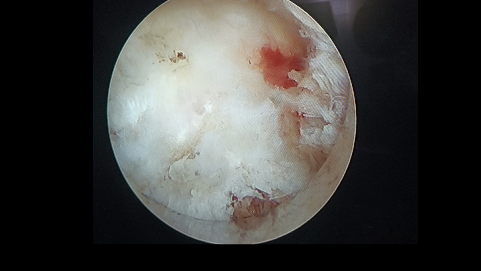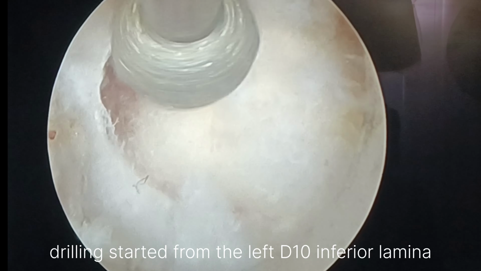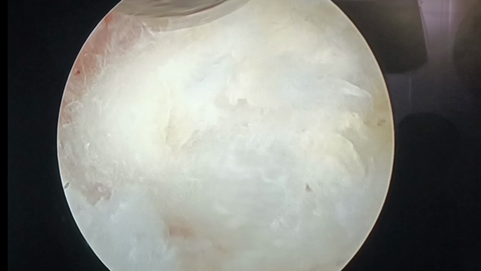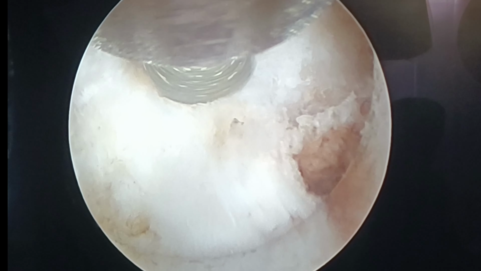So after clearing the soft tissue, we have to find the landmarks, that is D10 IAP will be my first starting point. Here this patient had some advantage. We had little advantage because the patient had one level below some mild wedging, so that helped us in confirming the level intraoperatively easily.